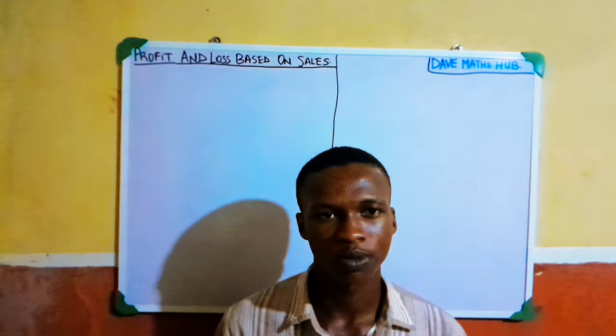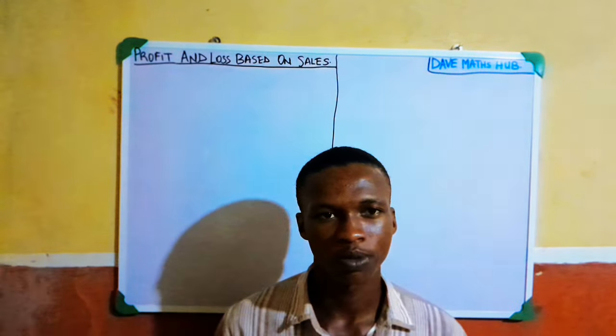From this example, we can see that the item was bought at 1,500 and was sold at 1,800, telling us that the person made a 20% profit on the item he bought. Now, example 2. A fruit seller bought 5 baskets of oranges at 1,200 naira per basket and sold them for 1,100 naira per basket. Let us calculate the percentage loss.